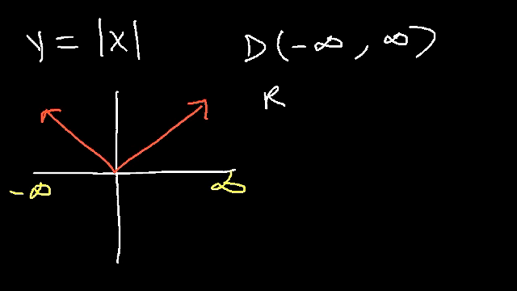Now what about the range? Notice that the range is restricted. The lowest y value for this particular function is 0. The highest is infinity. So the range is from 0 to infinity. We're going to go over some more examples with transformations later. But for now, let's just review the basic parent functions.